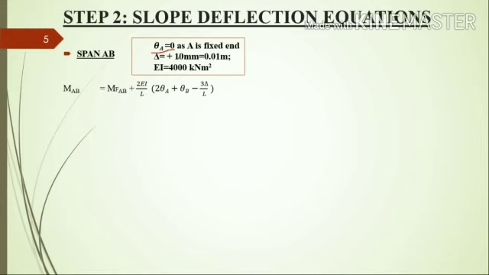Also, delta means the settlement of support B. What is the difference between support A and B when we consider span AB? That is the delta. So when we consider span AB, support B is settled by an amount delta equal to 10 mm. The support B is 10 mm below the support A. So if A is the left hand side support and B is the right hand side support, and the right hand side support is below the left hand side support, the delta will be positive.